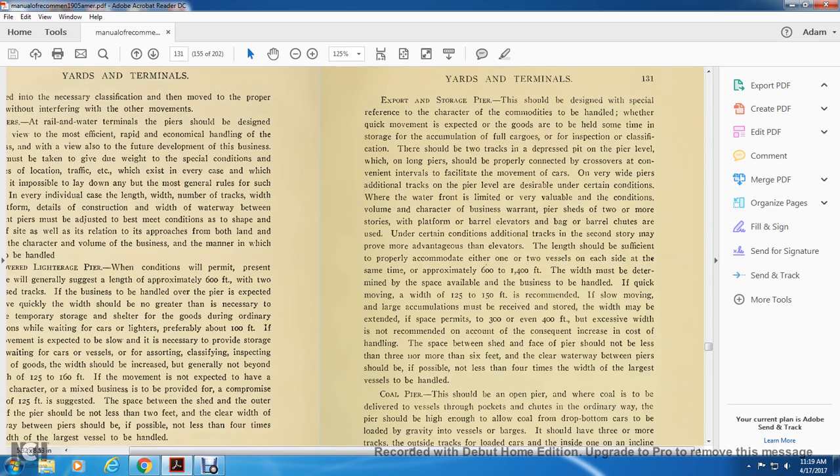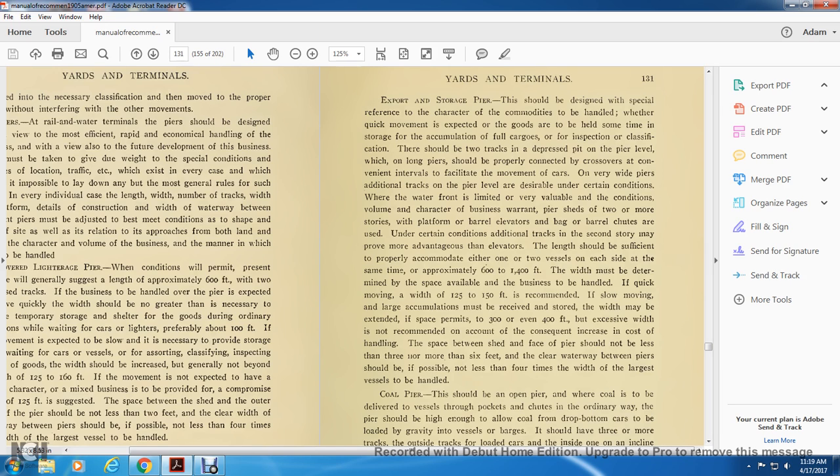Export and storage pier. They should be designed with special reference to the characteristics of the commodity to be handled, whether quick movement is expected for the goods to be handled, or with some time of storage and accumulation, with full cargo inspection and classification. There should be two tracks to each pier, with the pier level on the large pier, but properly connected with crossovers at convenient intervals to facilitate the movement of the cars.